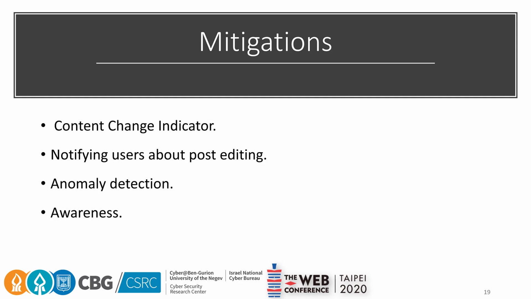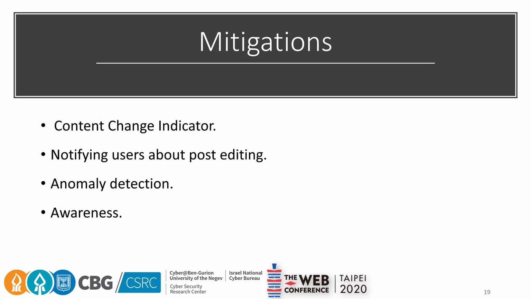Finally, online social networks should update their anomaly detection algorithm to take into account changes made to the post's content and link previews, as well as the reputation of the servers along the redirection path of the posted links.